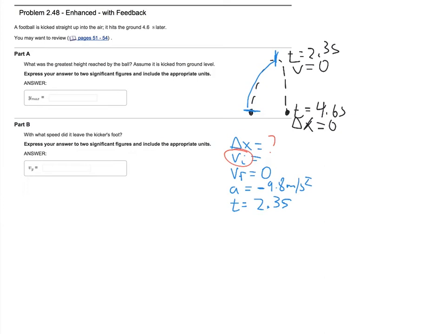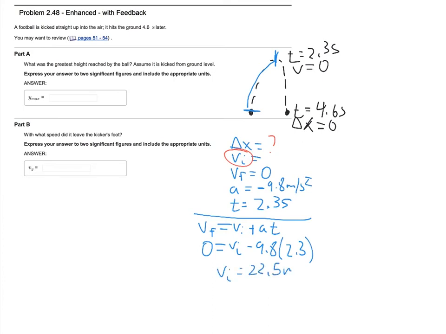So to get that initial velocity, I'm just going to use my VF equation. So with that, we have 0 equals VI minus 9.8 times my time, which is 2.3 seconds. And I'm getting an initial velocity here of 22.5 meters per second. So that actually answers question 2. We just round to 2 sig figs, making it 23 meters per second.